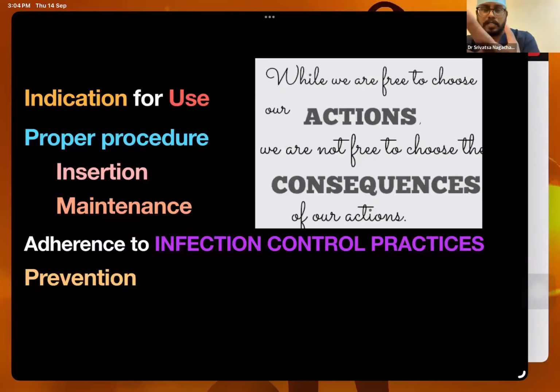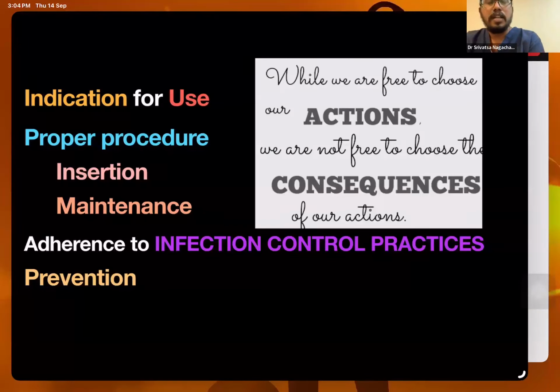So I would like to quote this: we are free to choose our actions, but we are not at all free to choose the consequence of our actions. For that reason, all of our nurses and colleagues should be very stringent with respect to the indication for use of any invasive line. It could be a central line, or as simple as a urinary catheter, a Foley's catheter, or a Ryle's tube. Whatever you are putting inside the patient's body cavity, you should have a proper indication.